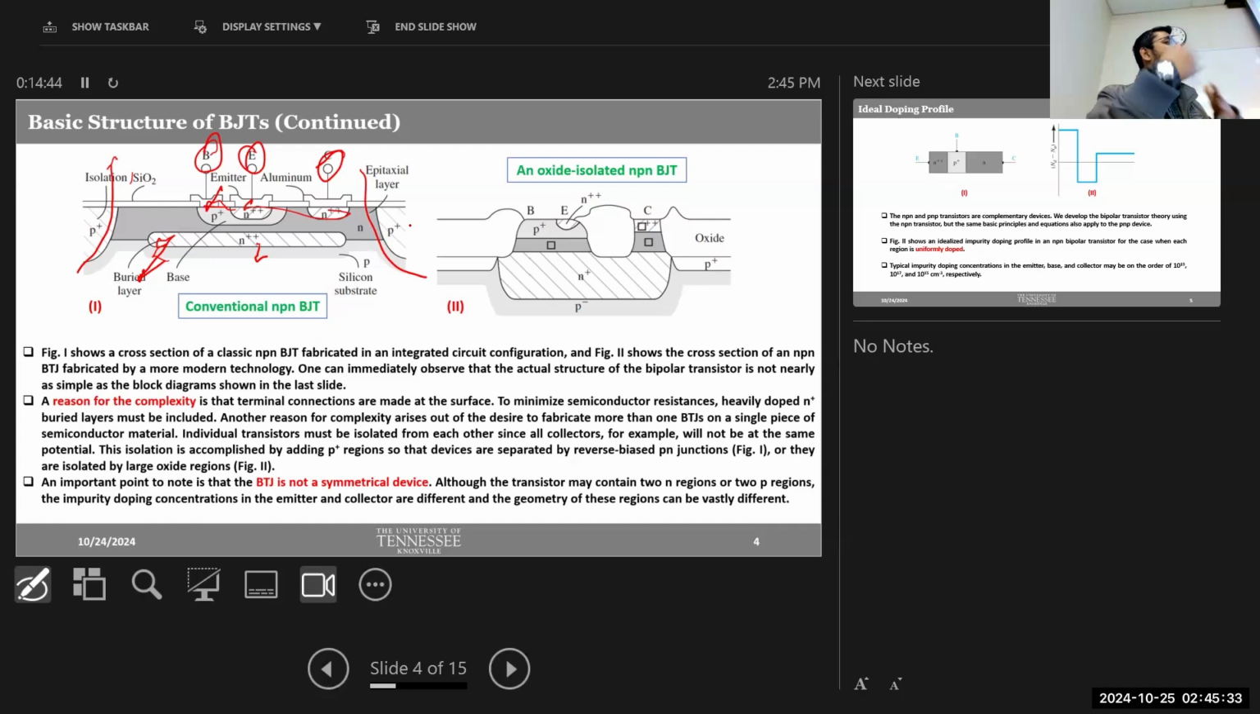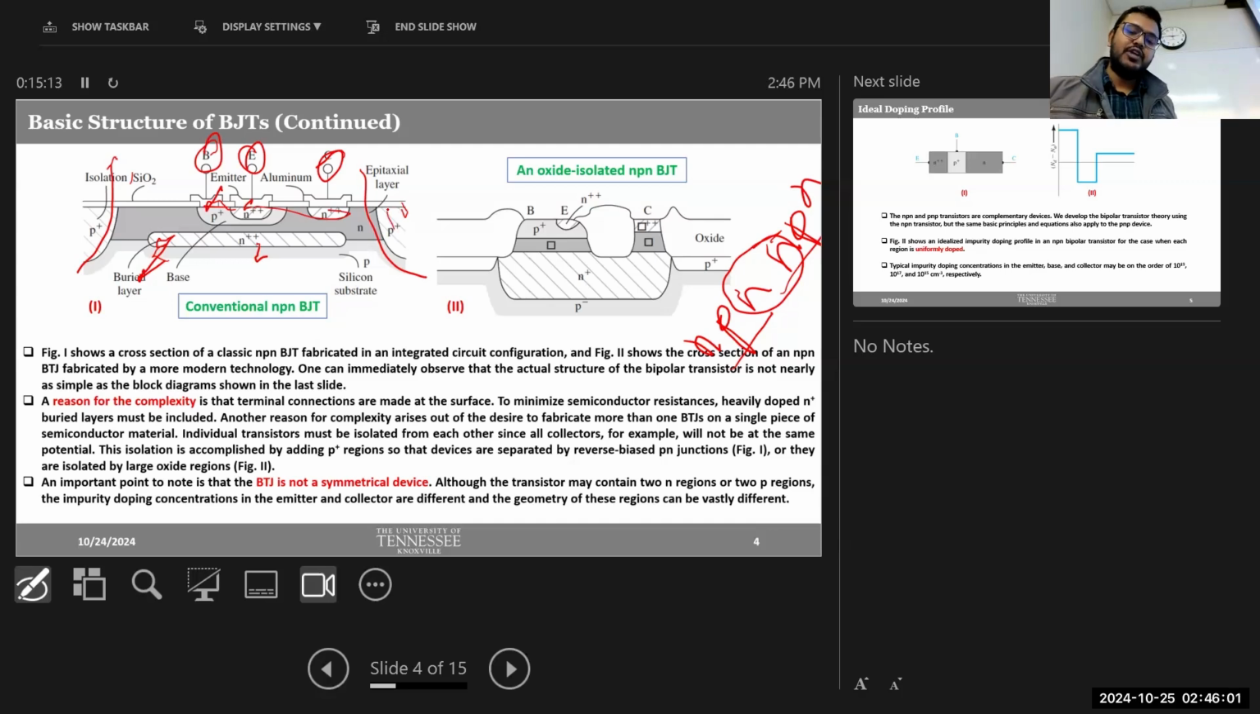You might need more than one NPN transistor, and you might need to fabricate multiple NPN transistors side by side, right? When you put them side by side, as I already explained, these N regions will again merge. So these two devices will not be isolated. Some parts of those devices will combine together, so that's why we need to use this isolation layer here.